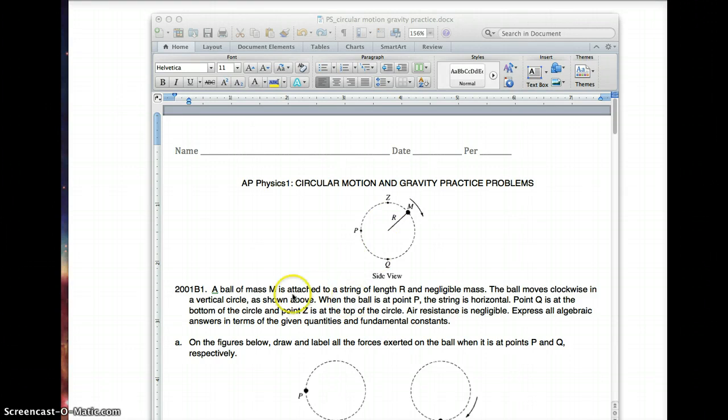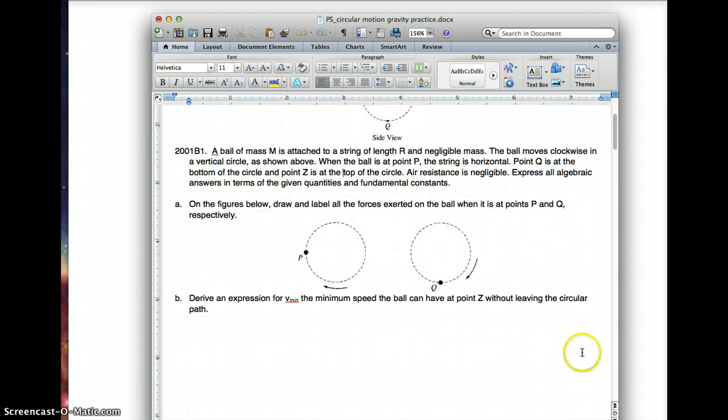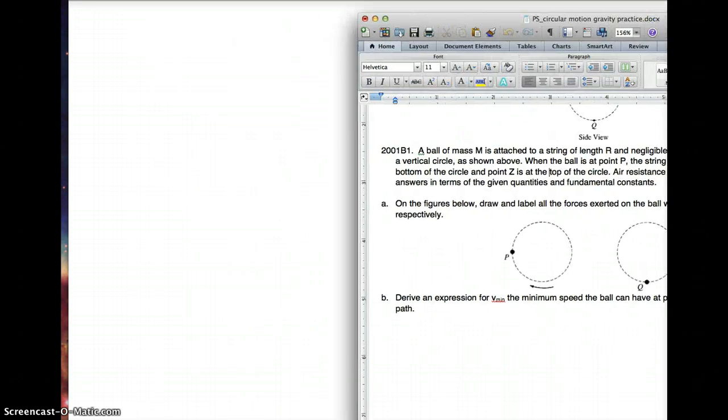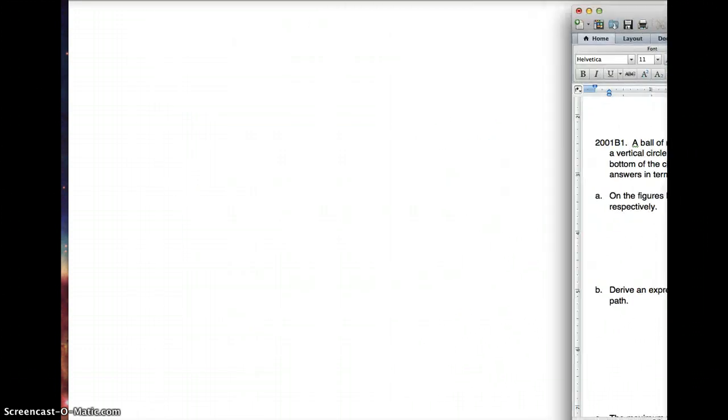So what that means is any expressions that they ask for will involve given quantities such as this m, then this r, also listed here. Part A, on the figures below, draw and label all forces exerted on the ball when it is at points P, Q, respectively. So I'm going to use this drawing pad here to copy those circles.